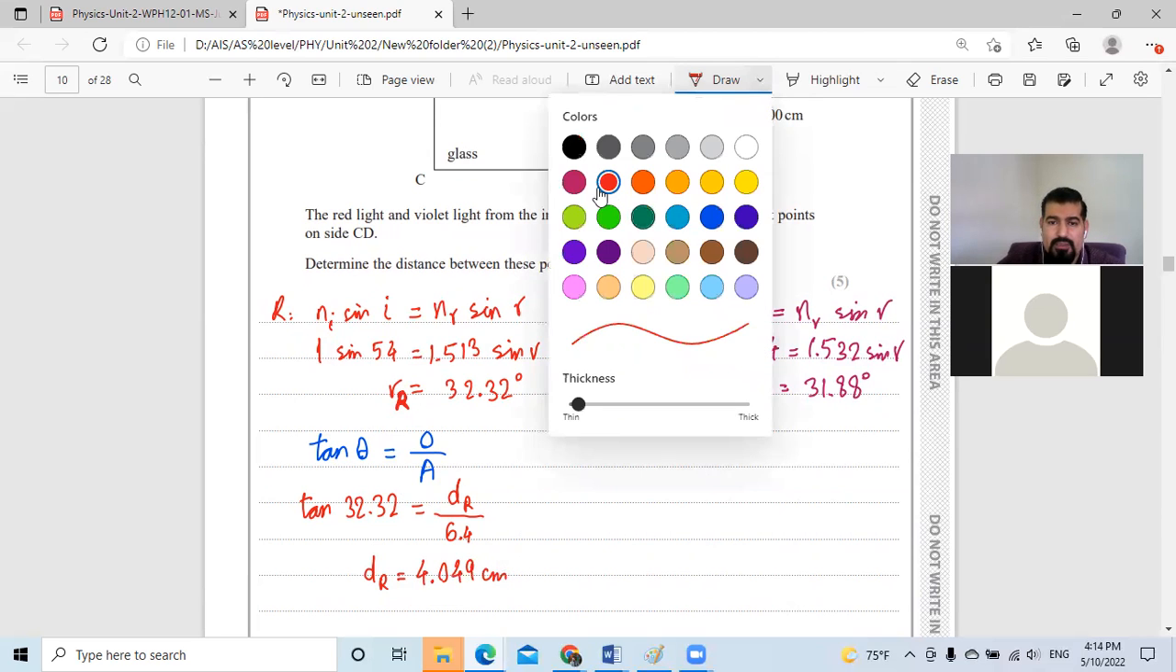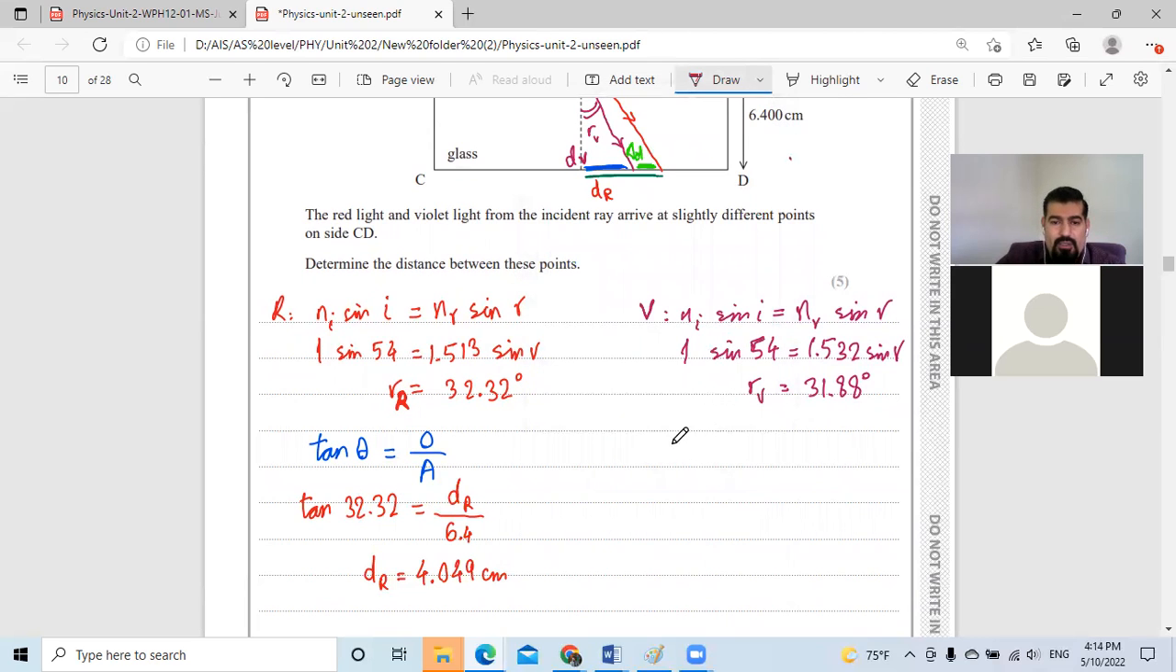And for the violet color, I'll do the same thing. Tan 31.88 degrees equals the deviation, or the distance change for the opposite for the violet, divided by the distance, which is the same, 4.6. So by doing cross multiplication, for the violet, it will be how much?